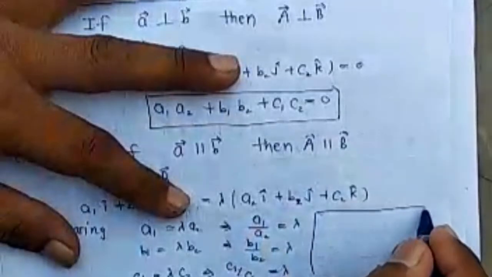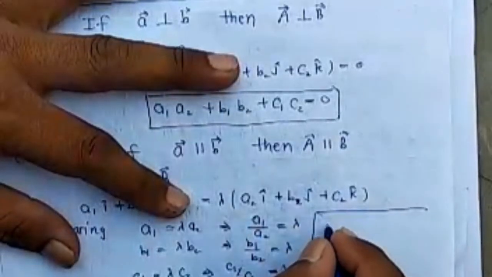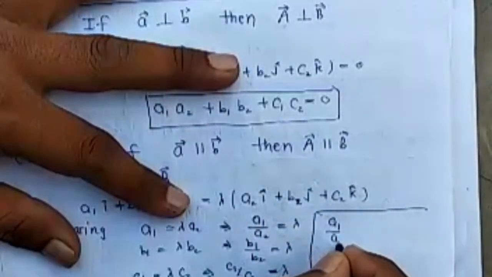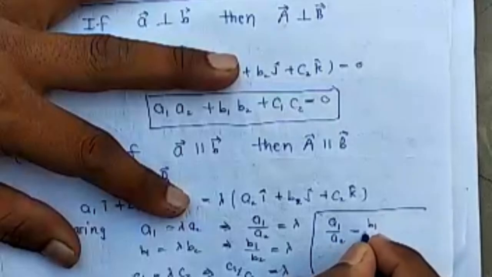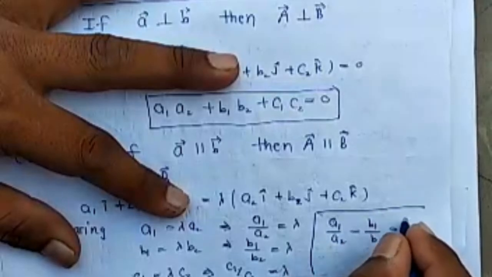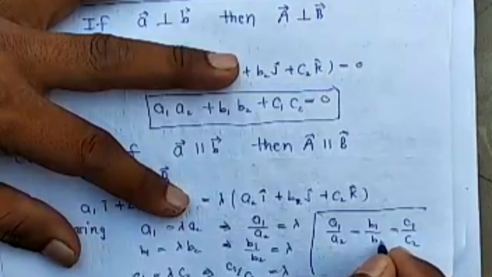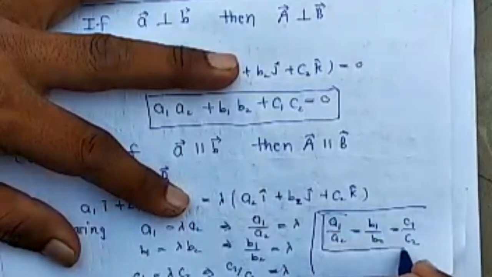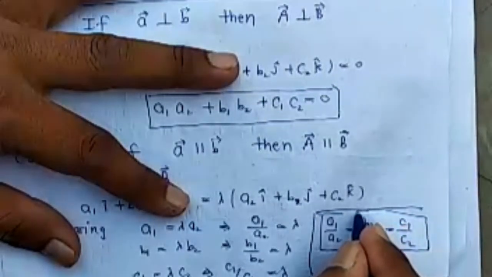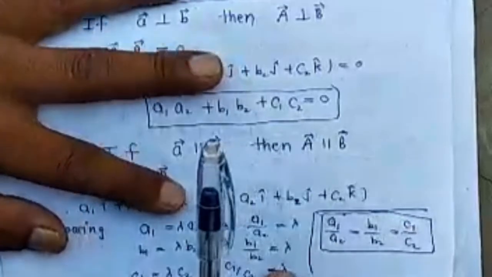Then from this relation, A1 by A2 equals B1 by B2 equals C1 by C2, and this is the relation between two parallel vectors in terms of their direction ratio.